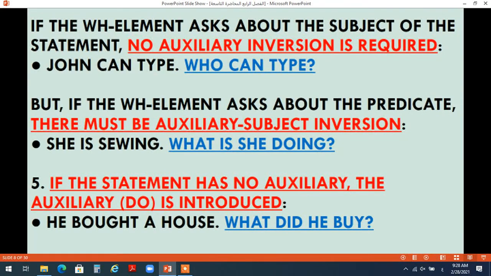For example, he bought a house. Here, as you see, we have only the main verb, bought. We don't have an auxiliary verb. So in this case, we have to make use of the do support rule. And the question will be, what did he buy? So we have used the question word what, followed by the auxiliary verb did, and we chose did because the main verb bought is in the past. Then it is followed by the subject he, and followed by the base form of the verb buy, and of course there should be a question mark at the end of the question.